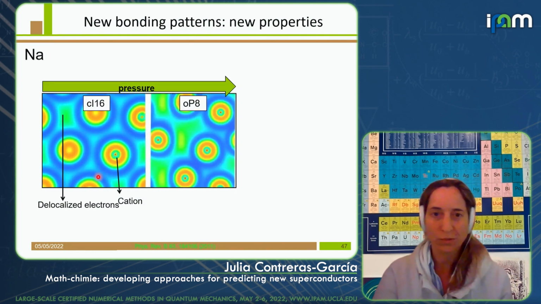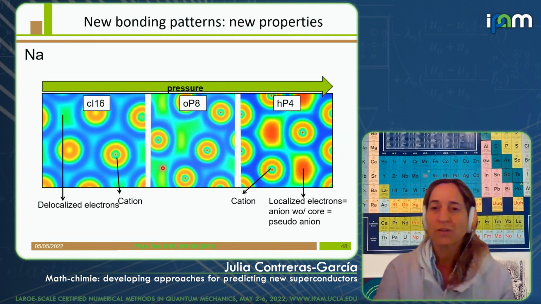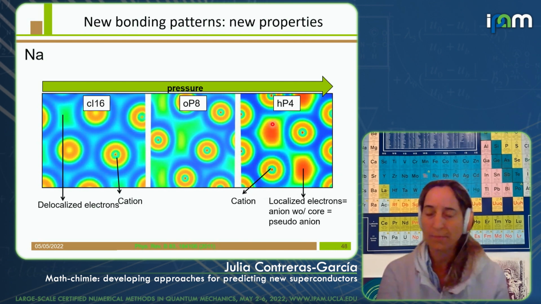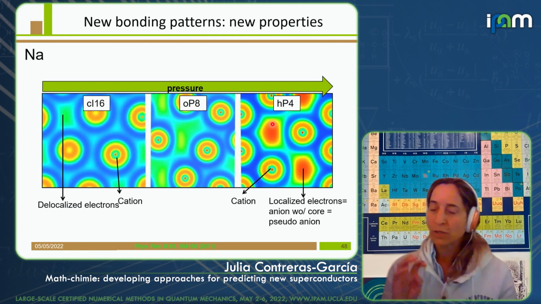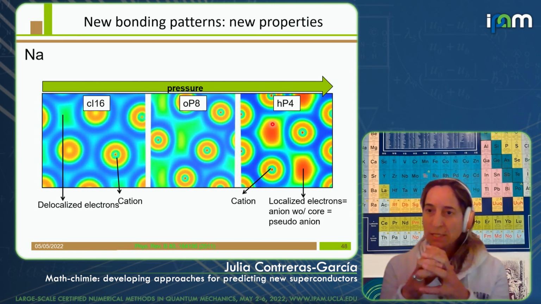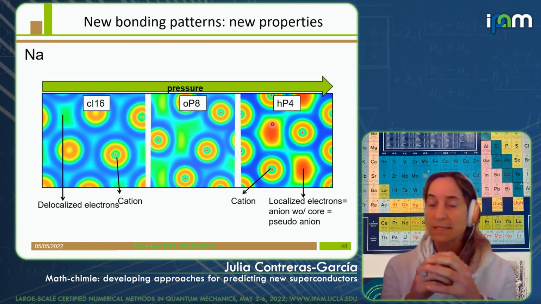You start putting pressure on it, and instead of delocalizing more, it localizes. So you see these features appearing here. And actually, when it goes to insulating, that's the picture you get. So you have your cations, and the electrons have become completely localized in the voids. So basically, at that stage, from the physical point of view, in order to minimize the Gibbs energy, your electrons will form pairs that will become like an anion, but there is no core inside.